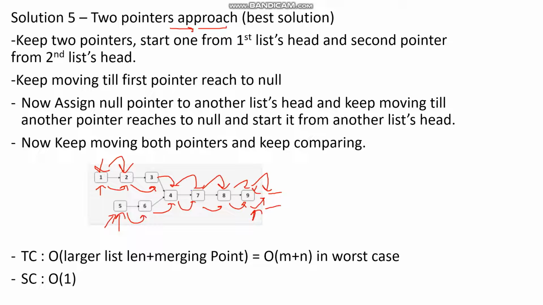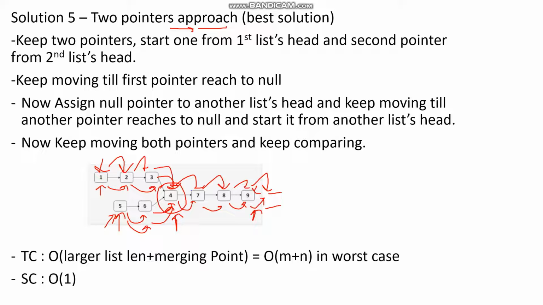And then we will keep moving our pointers by one step again. So we are moving here, here, here, and here. By the time both pointers meet at the same node, this will be our merging point and we will return it.